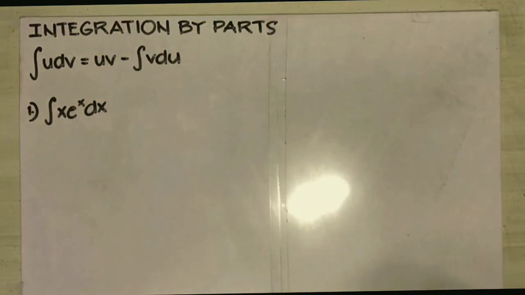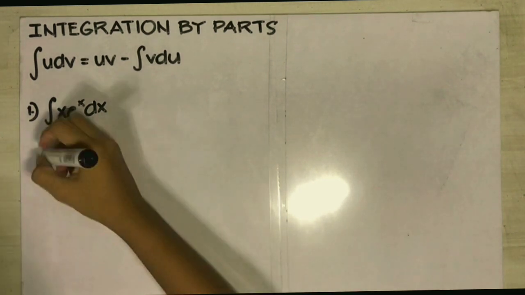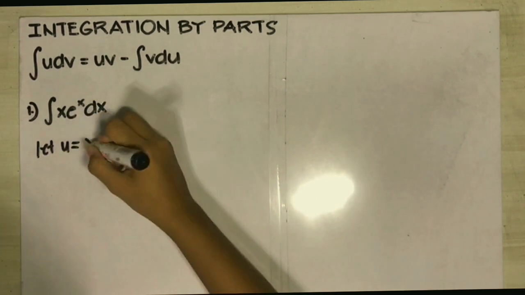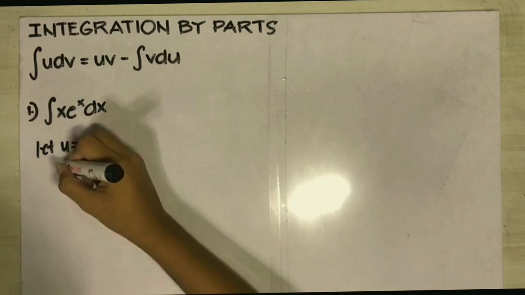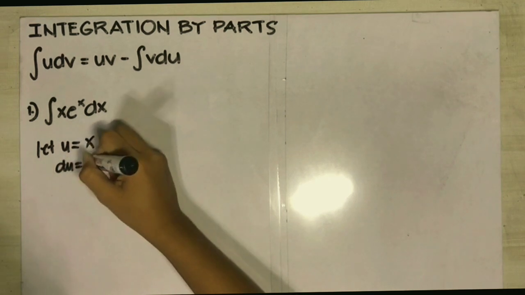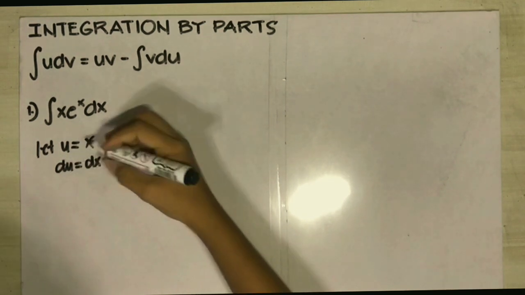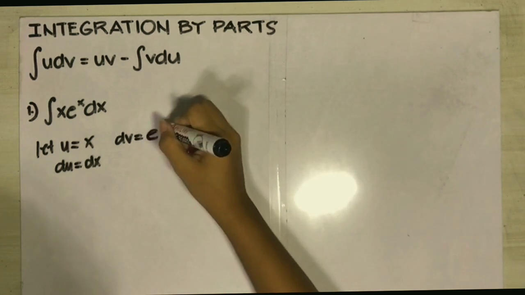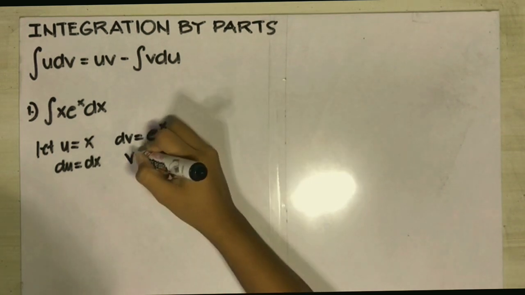So for our first example in integration by parts, we have the integral of x e to the x power dx. So let's get the values. So u is equal to x, du is equal to dx, and dv is equal to e to the x dx, and our v is equal to e to the x.